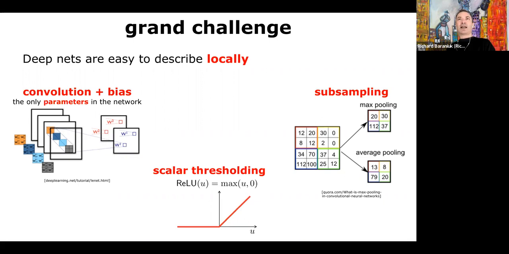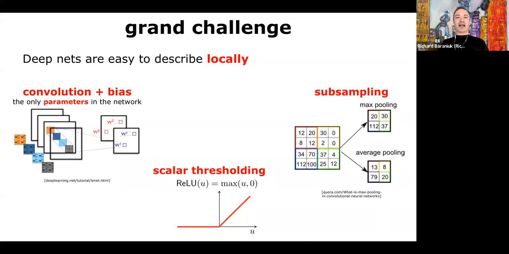Another example is subsampling. Taking an image that is, say, large with a lot of pixels and creating a low resolution version of it by subsampling. Of course, this is deep learning, so we can't call these thresholding and subsampling. We have to give them new names. Scalar thresholding is the ReLU, rectified linear unit, and subsampling we refer to as pooling. But nevertheless, these are very simple local operations.